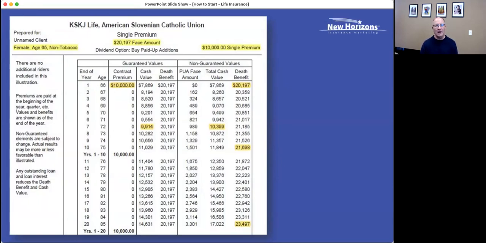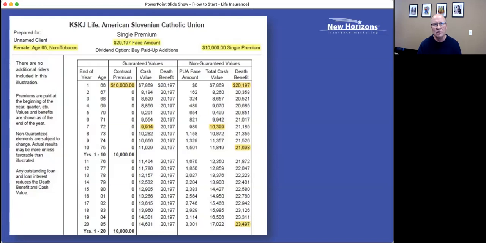And right out of the gate, again, this is a simplified issue product. On this case you're looking at, this is not an exam. This is going to be the application, the MIB, and the script check. And at that point, if we get this lady approved, we took her 10,000 in the bank and we immediately moved it to 20,197. This happens to be, as you can read on the screen, KSKJ.